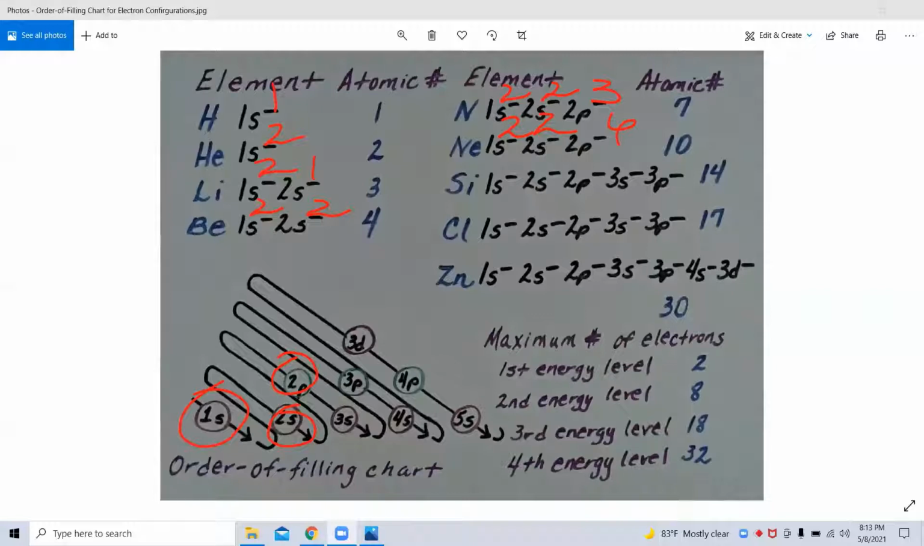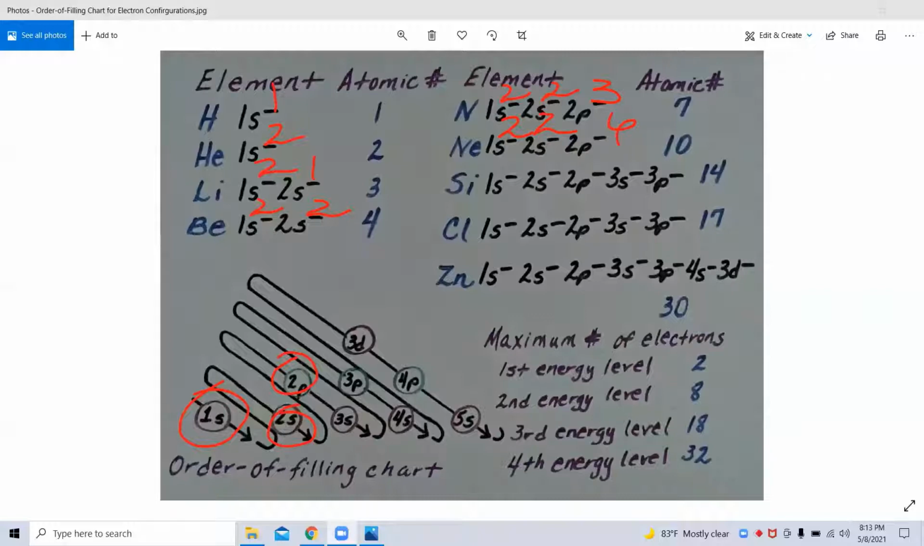Now, if you look at that maximum number of electrons chart, you can see that the second energy level has a maximum number of 8 electrons in the 2s2, 2p6 part. So 2 plus 6 is 8. There's the maximum number of 8 electrons in that energy level. Now, let's move on to silicon. Now, silicon has an atomic number of 14. So we will use a 1s, 2s, 2p, 3s, and 3p orbitals.